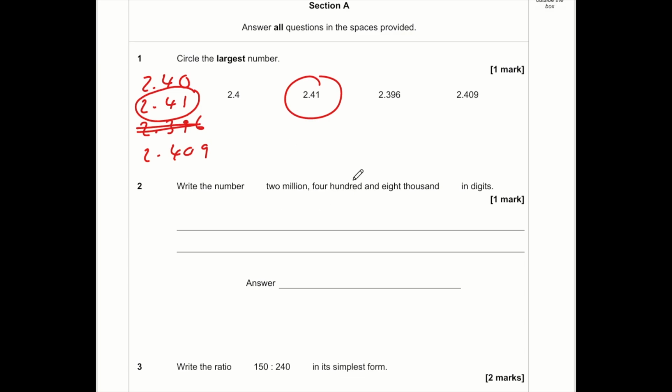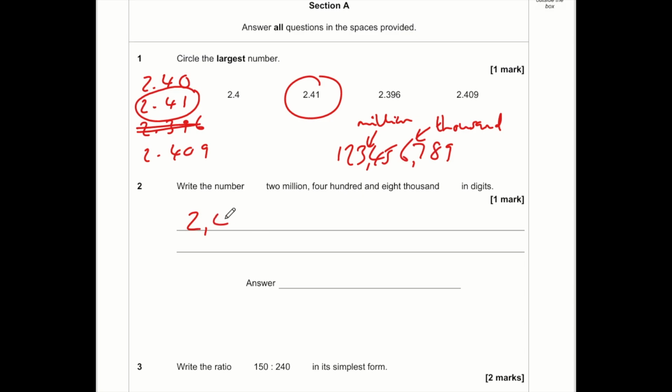Write the number 2,408,000 in digits. So if I just write a really big number, 1, 2, 3, 4, 5, 6, 7, 8, 9, counting from the right, group them in threes, 1, 2, 3, comma, 1, 2, 3, comma. We need to remember that this first comma here means 1,000, and that this second comma here is 4 million. Okay, so what we've got here is 2 million, so 2, and the million is going to be represented with a comma.